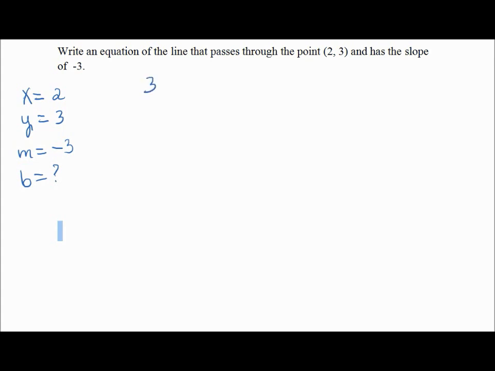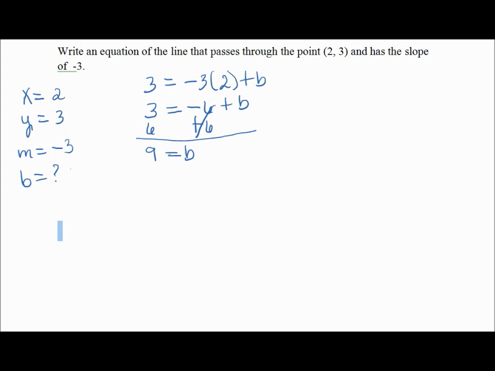So this becomes 3 is equal to -3 times 2 plus b. This becomes 3 equals -3 times 2, which is -6, plus b. I'll add 6 to both sides of this equation. 3 plus 6 is 9. The 6's cancel out on the right, equals b.